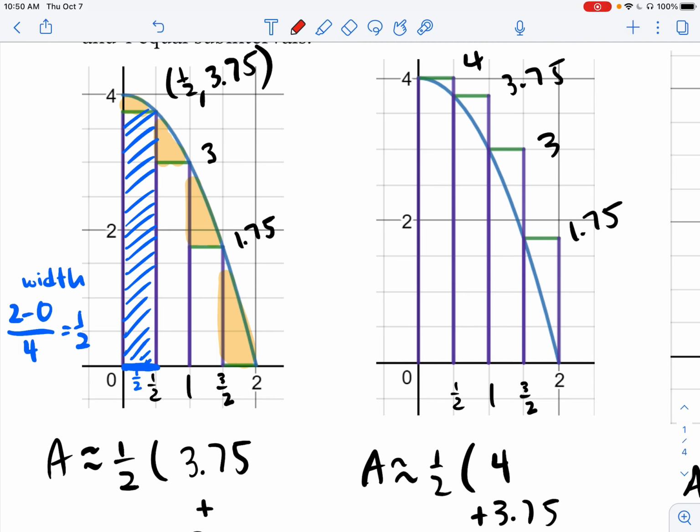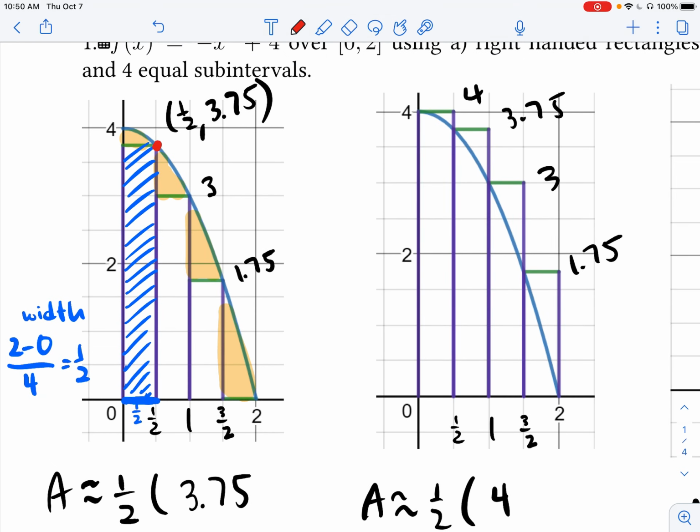The height of our rectangle is this value here. And what does that represent? It is the output of the function. It's f evaluated at where we started, which in this case is 0, plus 1/2, which is half a unit over from where we started. So effectively, this is f evaluated at 1/2. Okay, and that's what's going to give us this output here.